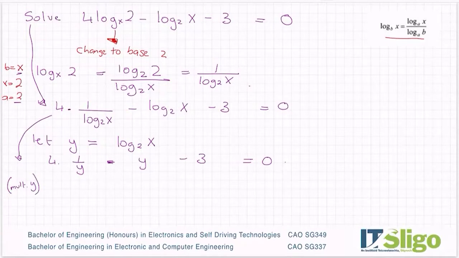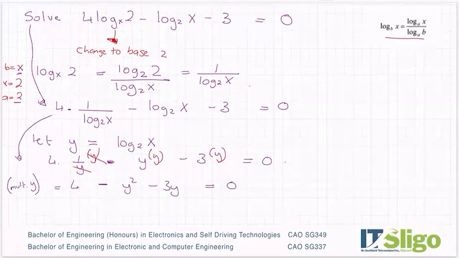Multiply across by y, by y, by y. And that y cancels. So this just becomes 4 ones are 4, minus y squared, minus 3y equals 0. I'm just going to write that with positive numbers in the order ay squared plus by plus c equals 0. So what I did from here to here was change the order and change the sign.